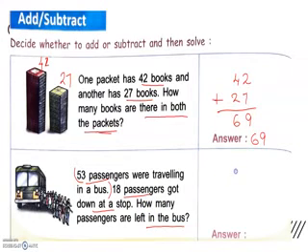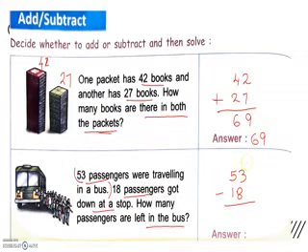First, 53 passengers were there and 18 passengers are taken away, or 18 passengers got down. So, how many are left? What do we have to do? We have to subtract 53 minus 18. And what is the answer?